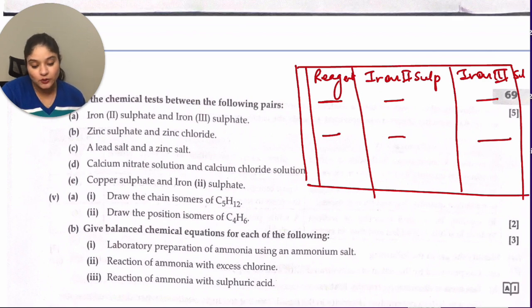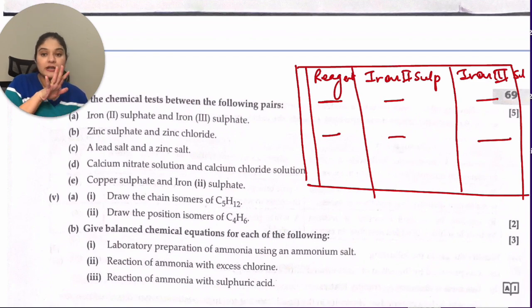Now next is copper sulfate and iron 2 sulfate. You can use ammonium hydroxide here. For copper sulfate you get a blue PPT which dissolves in excess of ammonium hydroxide and gives you a deep blue inky solution. Now in the exam it's not necessary that you mention the entire thing. Even if you mention, let's say for example you said let me use ammonium hydroxide, for copper sulfate you say it gives a blue PPT.